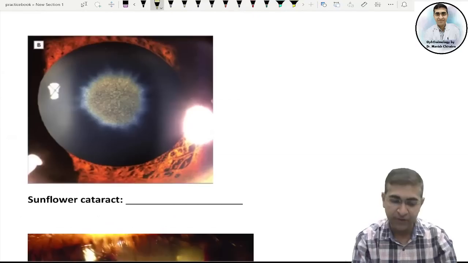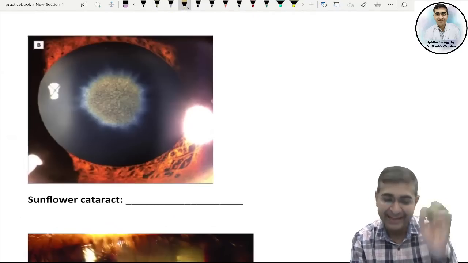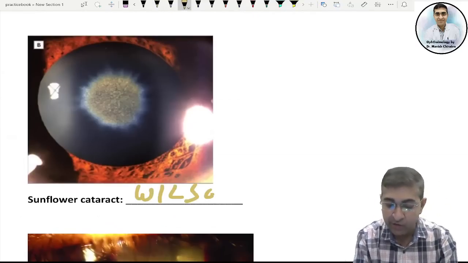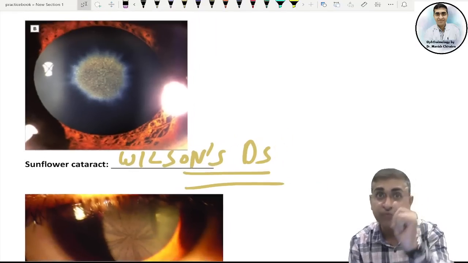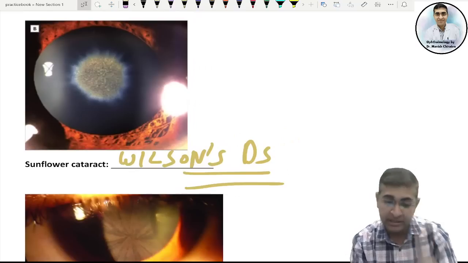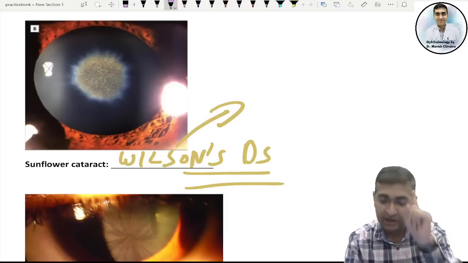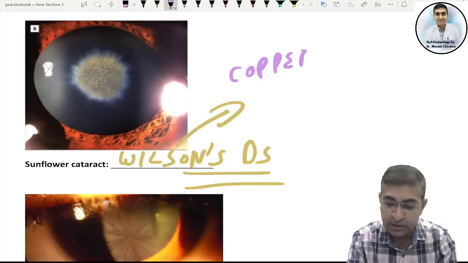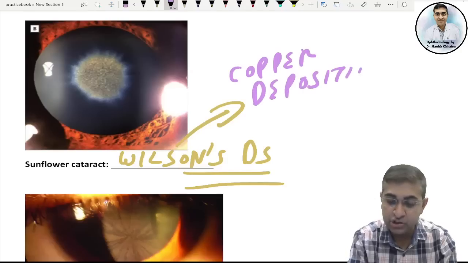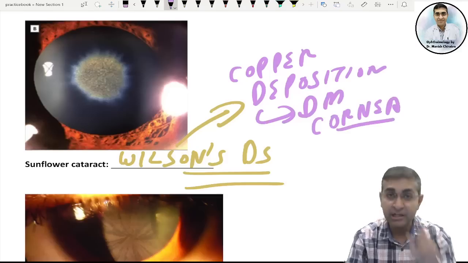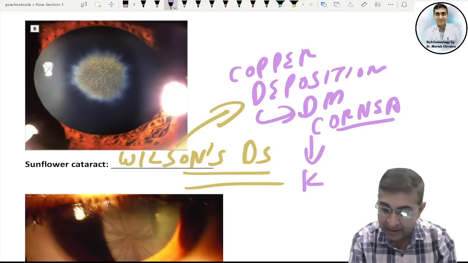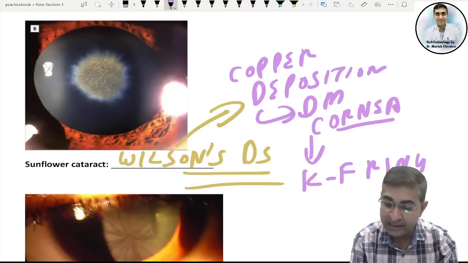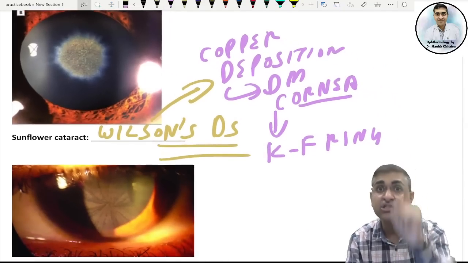Okay. Now next cataract if I am talking of is your sunflower cataract. Sunflower cataract is typically seen in Wilson's disease. It is typically seen in Wilson's disease. And one thing you need to take care of is that in Wilson's disease, there is copper deposition. There is copper deposition where? In the Descemet's membrane of cornea. There is copper deposition in the Descemet's membrane of cornea and that is forming a ring. That ring is your KF ring.